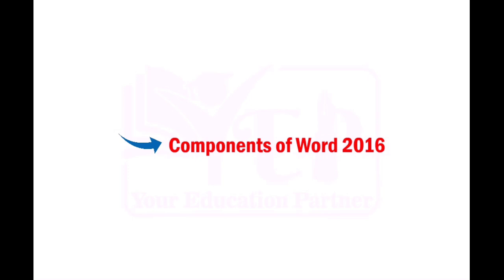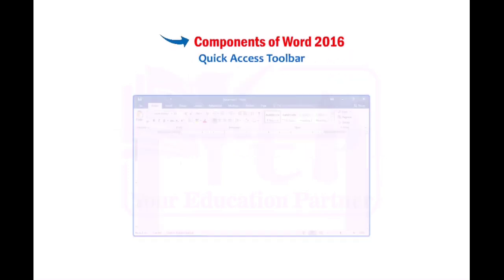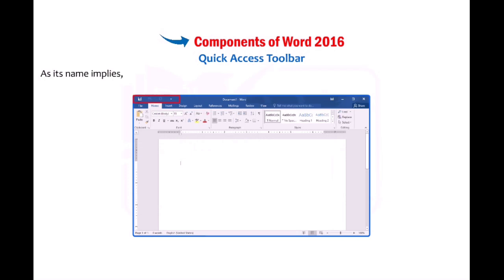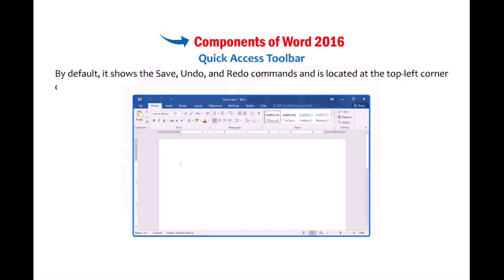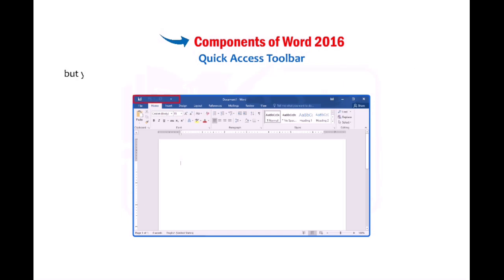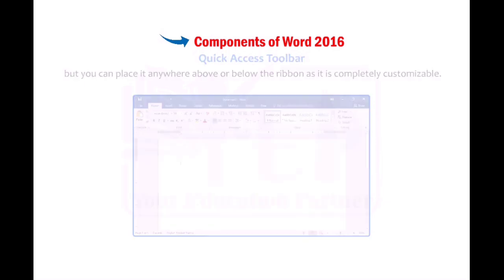Components of Word 2016. Quick Access Toolbar. As its name implies, the Quick Access toolbar lets you access the frequently used commands quickly. By default, it shows the save, undo, and redo commands and is located at the top left corner of the MS Word window, but you can place it anywhere above or below the ribbon as it is completely customizable.